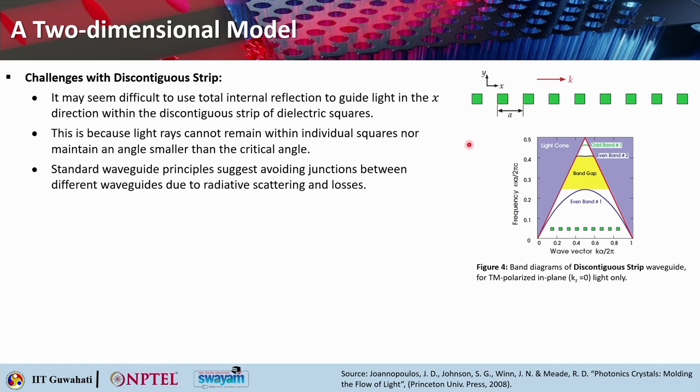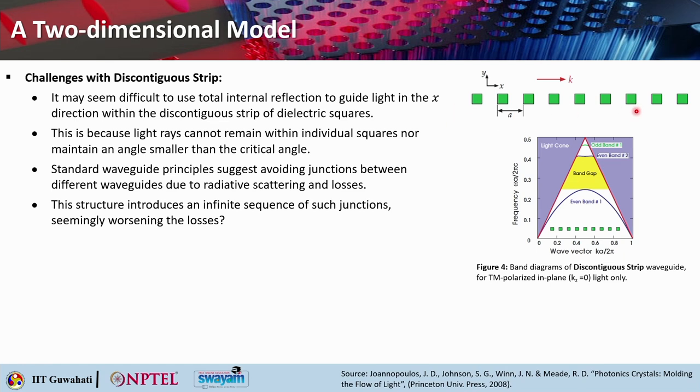That is why, when you design standard waveguides, the principle suggests that you should avoid junctions, because whenever there is a junction between two different waveguides, that will give rise to radiative scattering losses, and here it is full of small scatterers. So ideally this should make a very bad waveguide. But is that the case? Is it that this infinite sequence of junctions, repeating periodically, is further worsening your scattering loss, or is there some magic involved?